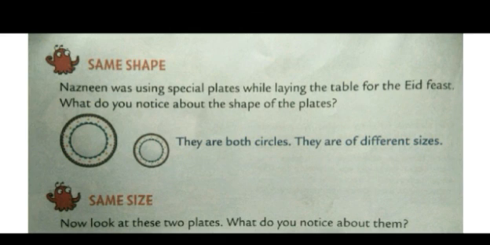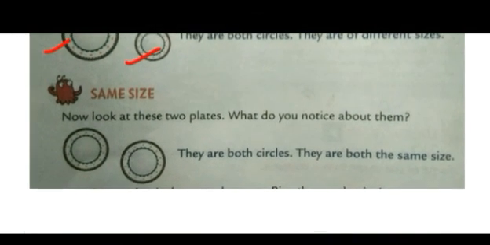But just see the sizes. They are of different sizes. The first one is bigger, and the second one is smaller than the first one. So here it is clearly seen that they are of different sizes. This means here we will learn shapes can be same like triangle, circle, rectangle, but they can be of different sizes.